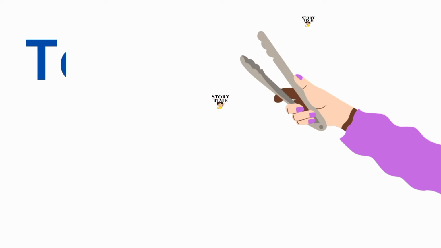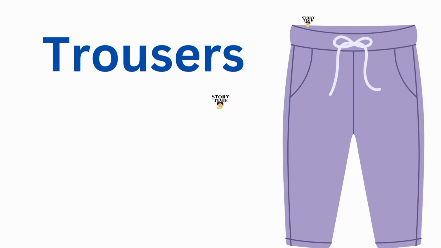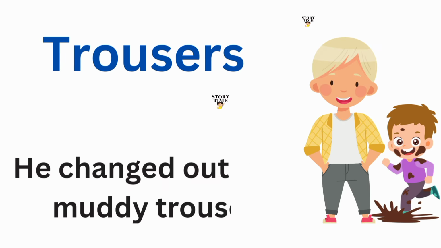Tongs. Use the tongs to flip the burgers on the grill. Trousers. He changed out of his muddy trousers.